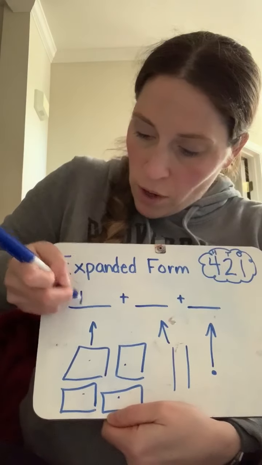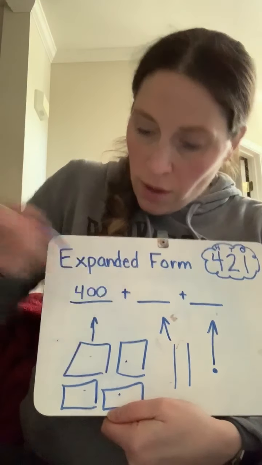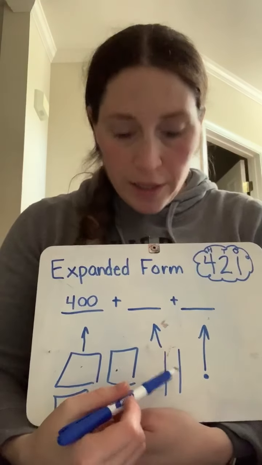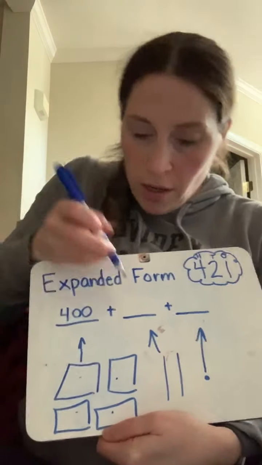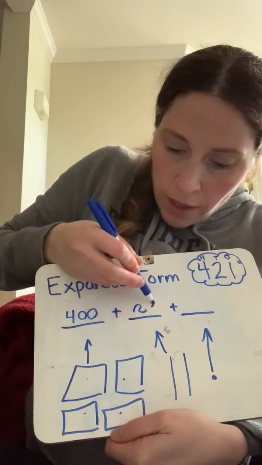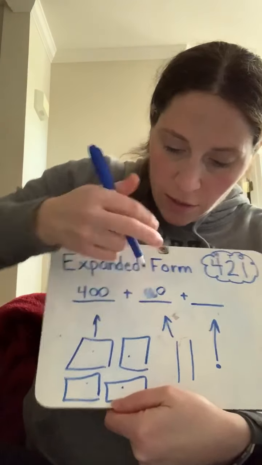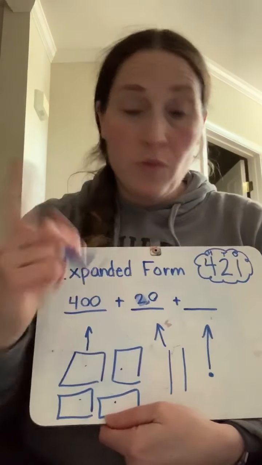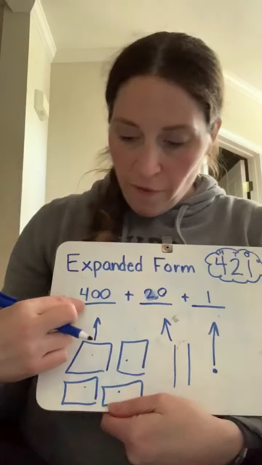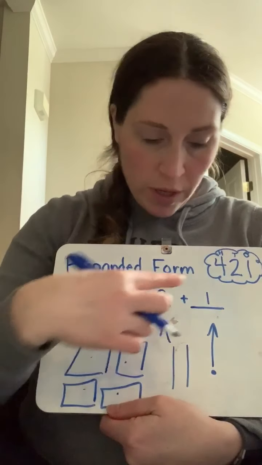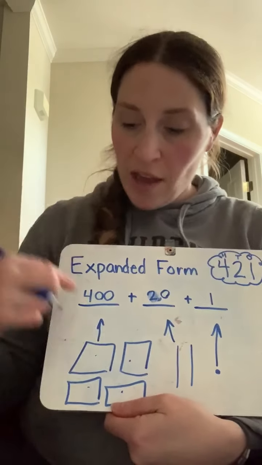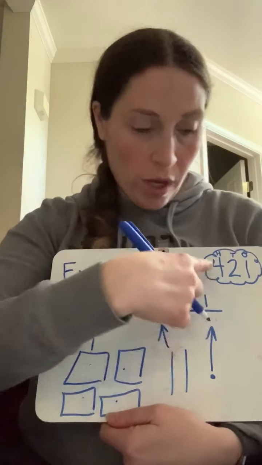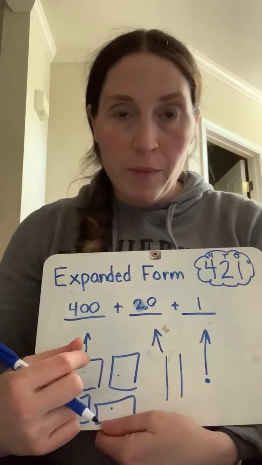So I would write 400. When we count our 10 sticks, it's 10, 20. So you would write 20, and then our 1 is just 1. So we have 400 plus 20 plus 1, and if we said that together, it'd be 421, which is the number that we have up here.